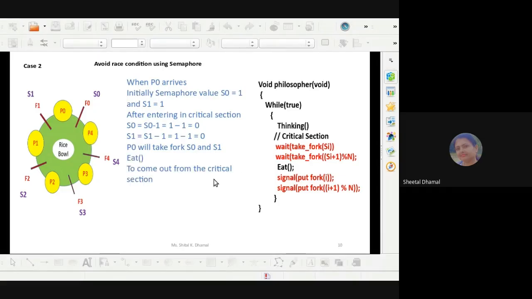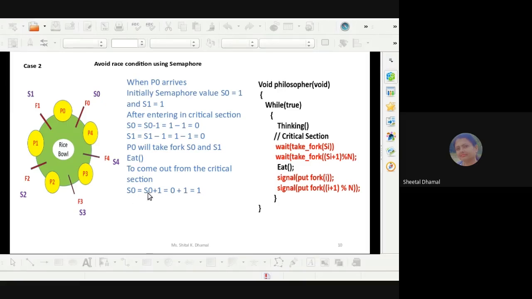Now to come out from the critical section, what will philosopher P0 do? Philosopher P0 will execute the signal function. So what is the signal function? In the signal function, he will put the left hand side fork on the table, put the right hand side fork on the table, and after that he will increment the value of the semaphores by 1, so that other processes which are using the semaphores S0 and S1 are able to enter into the critical section. So what operation will happen here? The value of S0 that he had decremented, he will now increment by 1, meaning he will add 1 to S0.